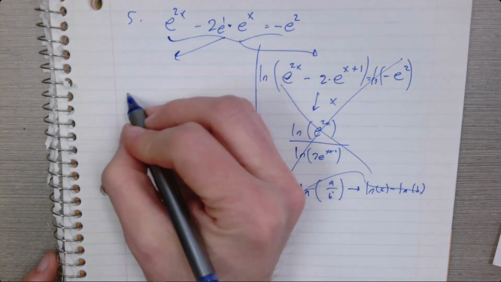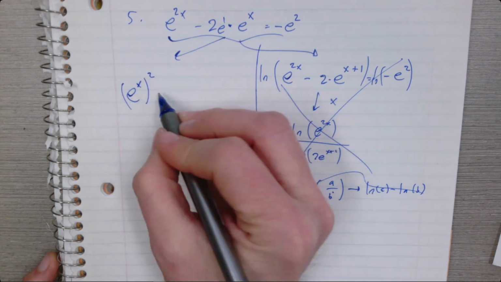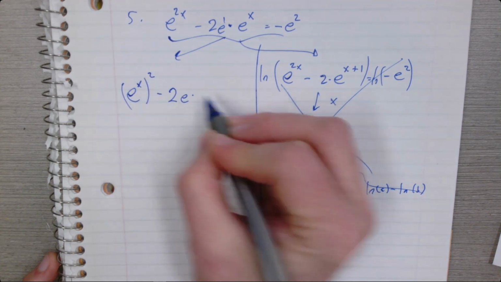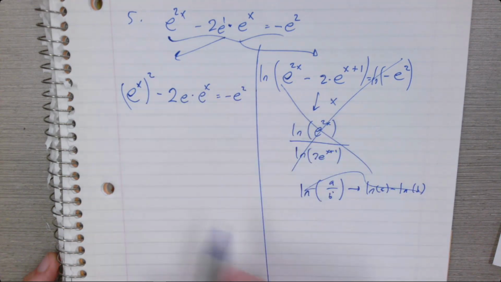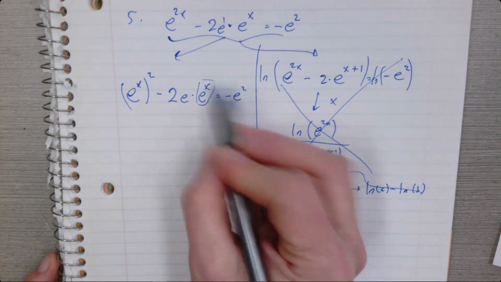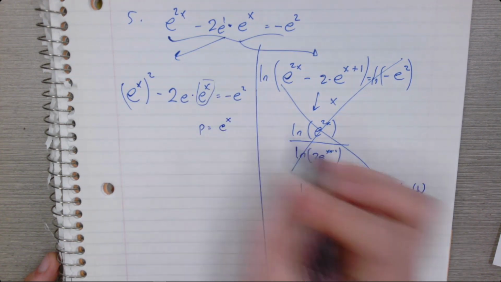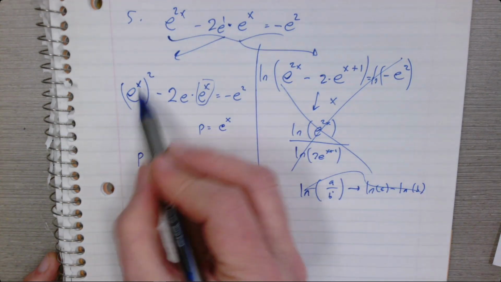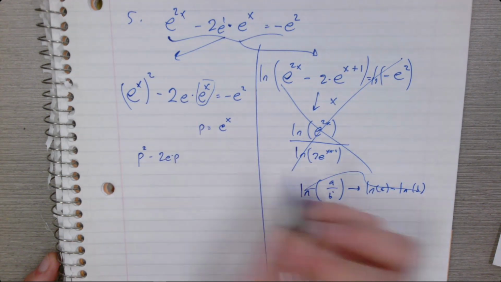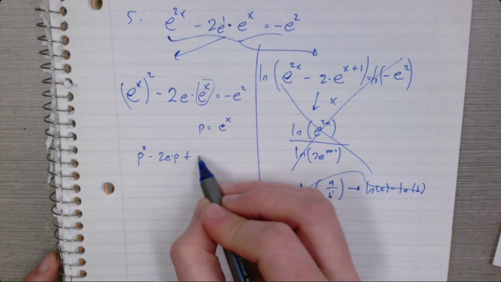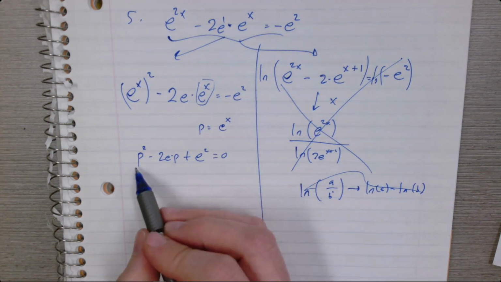What I'm recognizing, so this is a bit of a trick: e to the 2x is the same thing as e to the x squared. And then this is e to the x, negative e squared. So notice that I've got an e to the x here and an e to the x here. So let's define a new variable p as e to the x. So now I've got p squared minus 2e times p plus e squared equals 0. Move the e squared over. Okay, so this is just a quadratic.